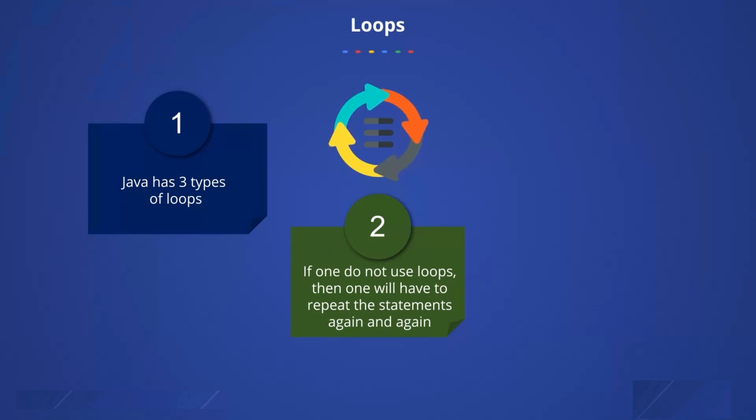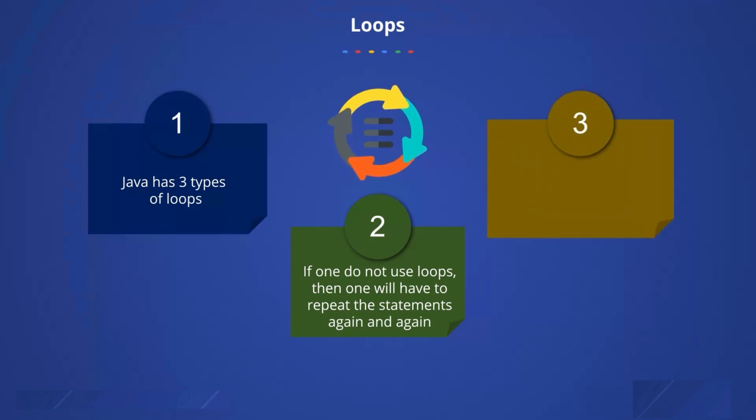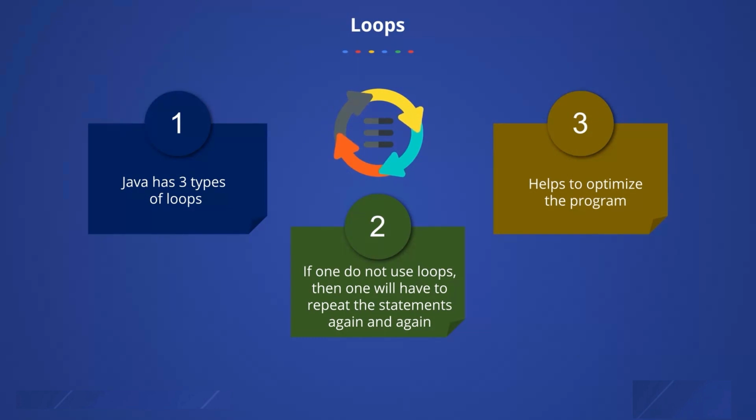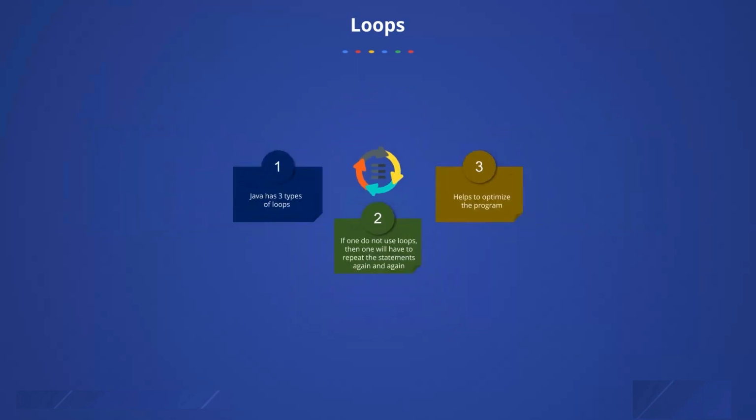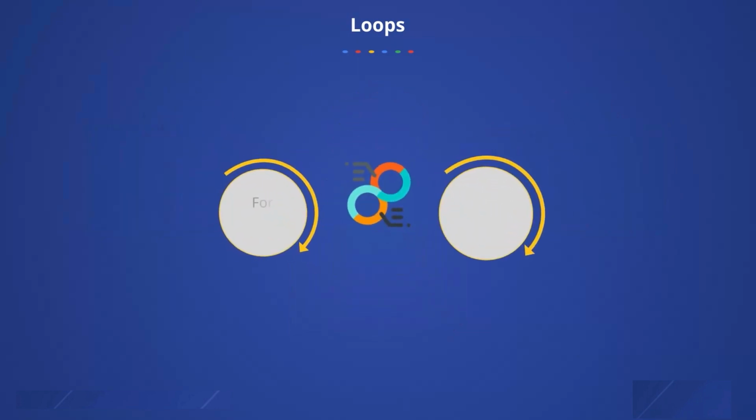And why do we need it? If we don't use it, we'll end up writing the same statement again and again and again. So loops help us make the program much more optimized than what we had earlier. So you have three types of loops: for loop, while, and do while.